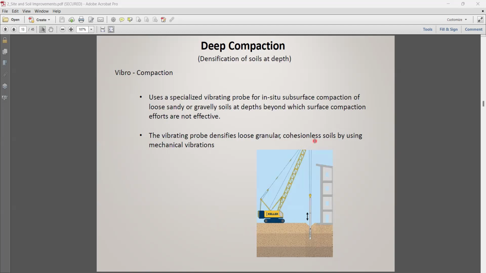If I may ask, what's the difference between vibrocompaction and dynamic compaction? Both are most suitable for cohesionless soil, but vibrocompaction can be effective for very deep compaction, say more than 10 meters. But dynamic compaction may be effective up to 4, 5, 6 meters.